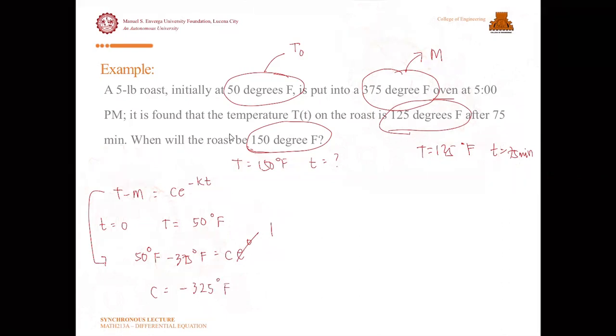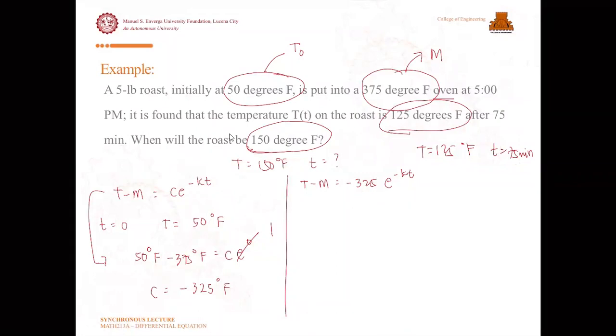Okay? So nakuha na natin yung value ng C. So mula dun sa general equation natin, magkakaroon na tayo ngayon ng equation na T minus M is equals to negative 325 e negative kt. So ibig sabihin nakuha na natin yung value ng C mula dun sa initial value problem natin, yung initial values na meron tayo.